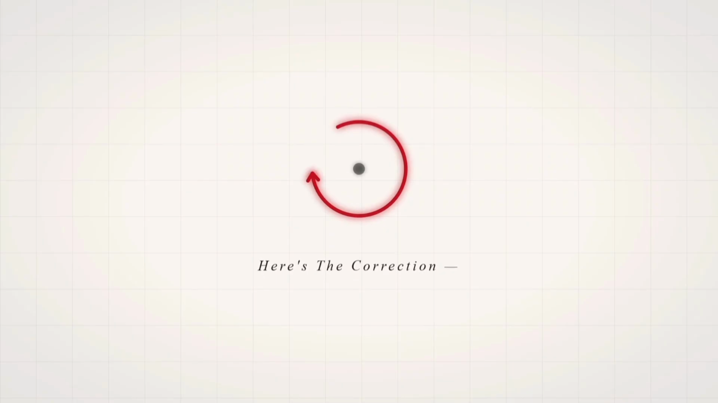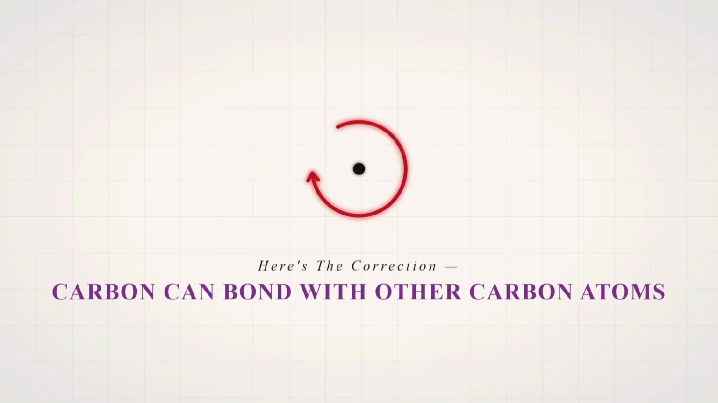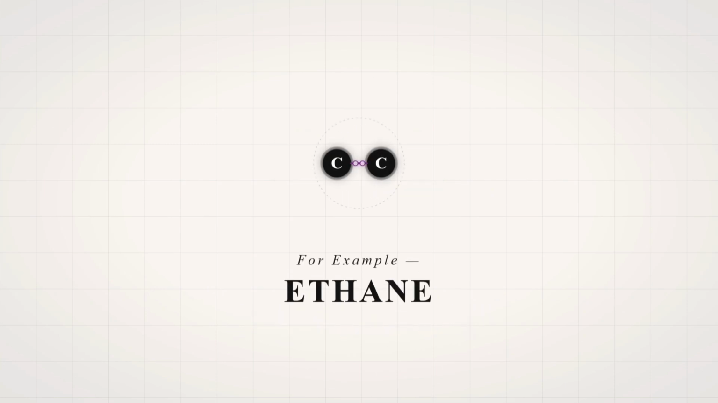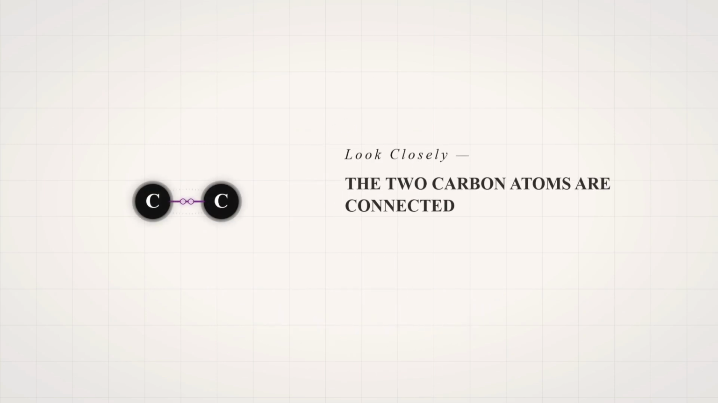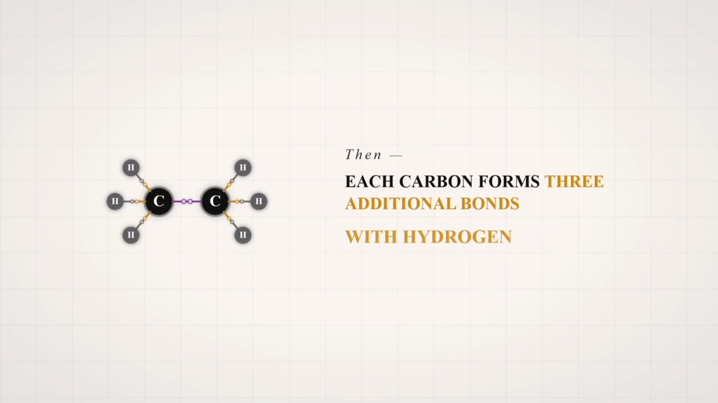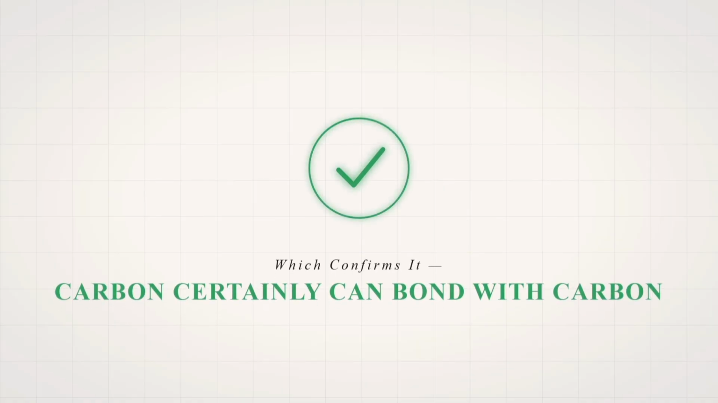Here's the important correction. Carbon actually can bond with other carbon atoms. In fact, it does so constantly. Consider ethane. The 2 carbon atoms are connected by a carbon-carbon bond. Each carbon then forms 3 additional bonds with hydrogen. So carbon certainly can bond with carbon.